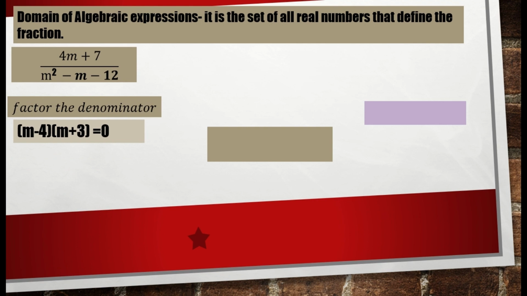We have m. So ano yung dalawang number? Pag i-multiply natin, the answer is negative 12. And if i-minus natin or add natin, the answer is negative 1 or negative 1m. Okay? So ito yung answer natin. Ito yung factor ng general trinomial natin. So we have m minus 4 times m plus 3 equals to 0.